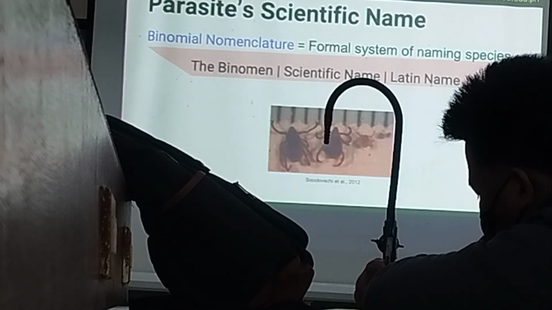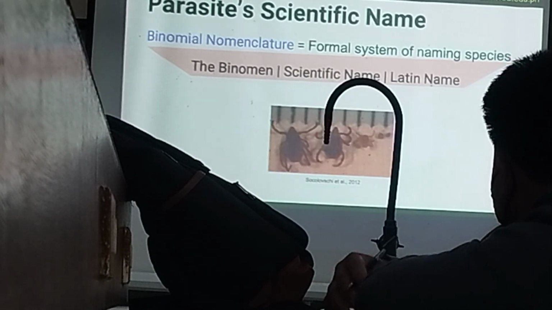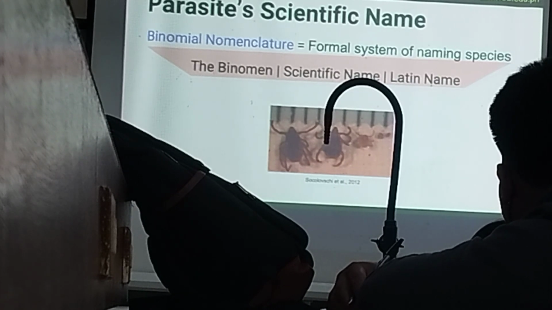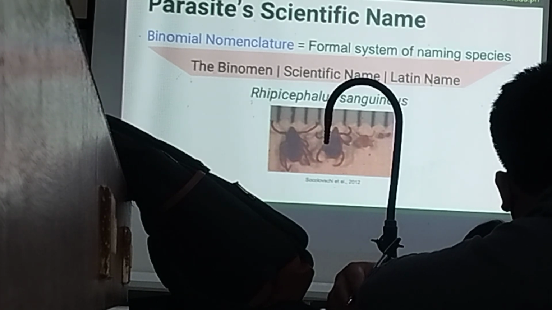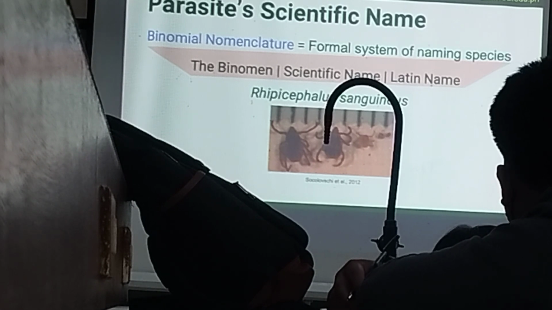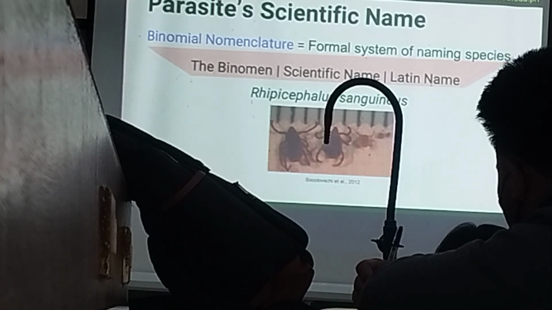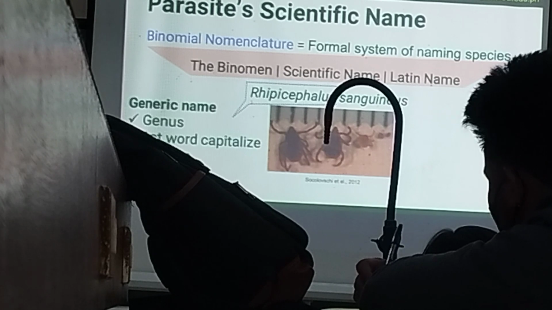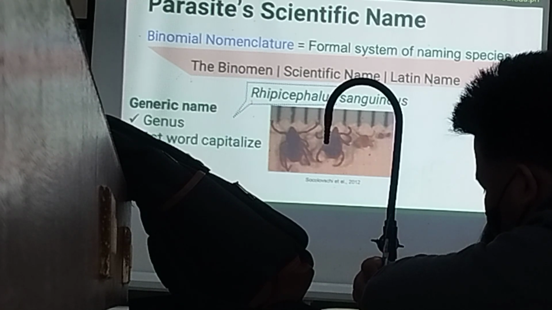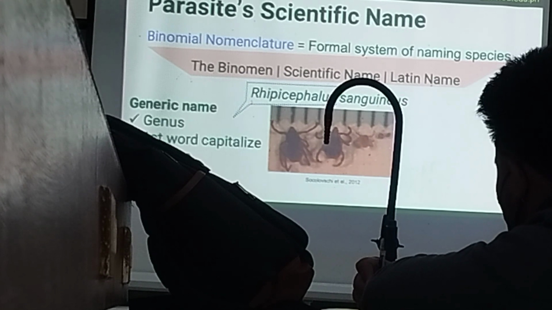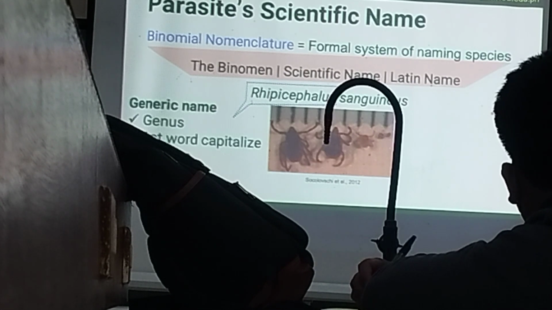Going back to this parasite, what is its scientific name? Yes, that's your Rhipicephalus sanguineus. Then how do we write it? We know that it should be binomial, that means two names. Your Rhipicephalus, the first name, is your generic name. It describes the genus. What is the plural of genus? Genera, not genuses.